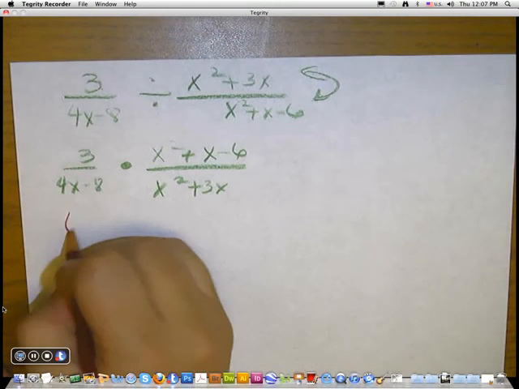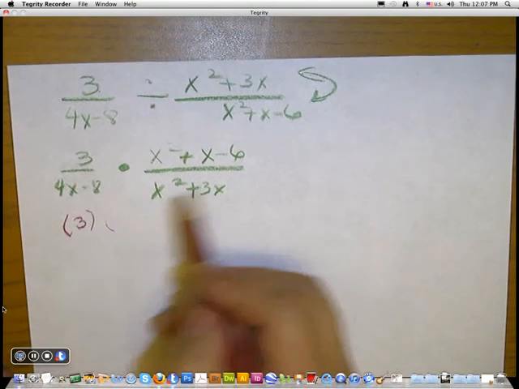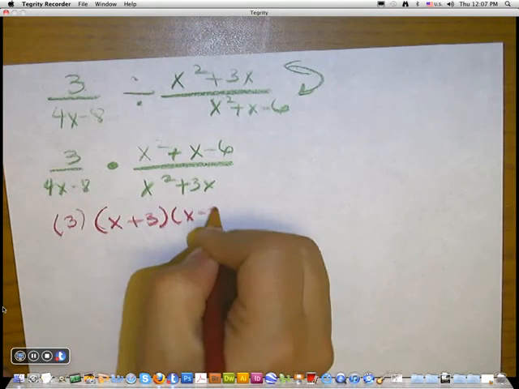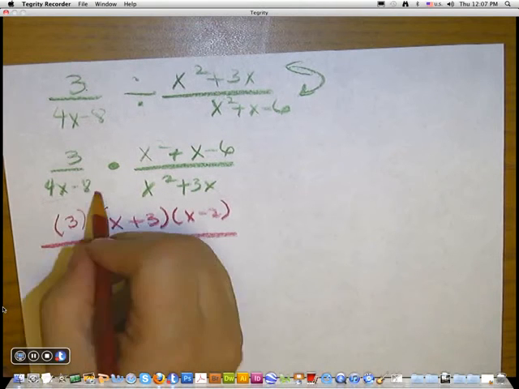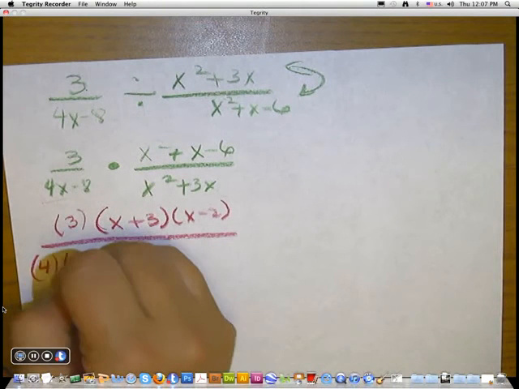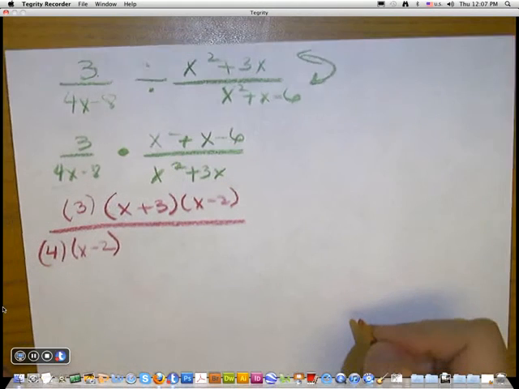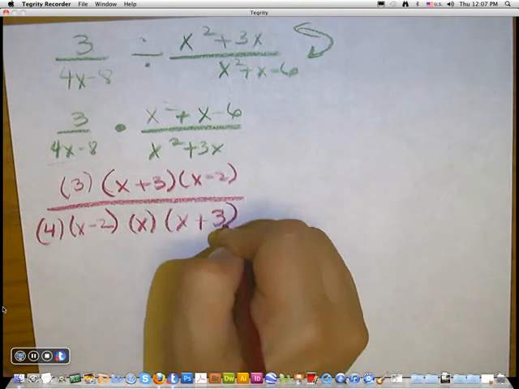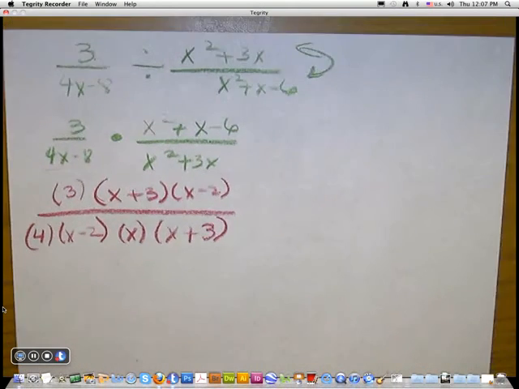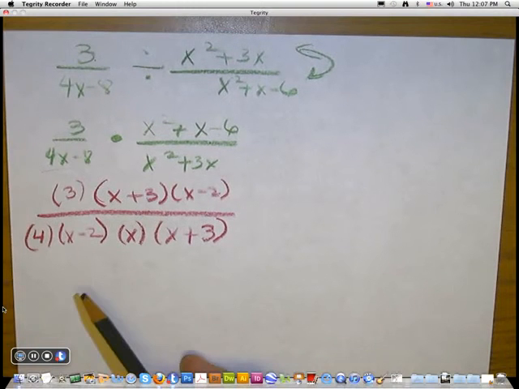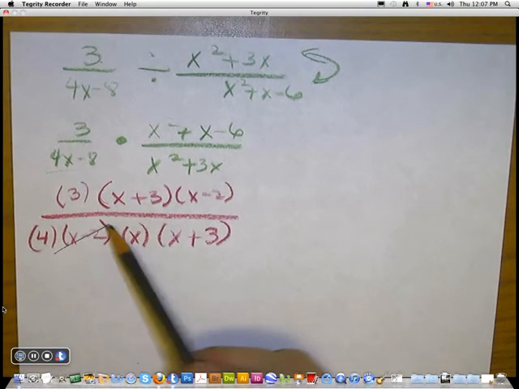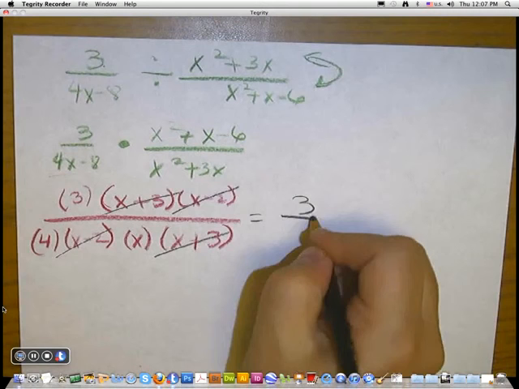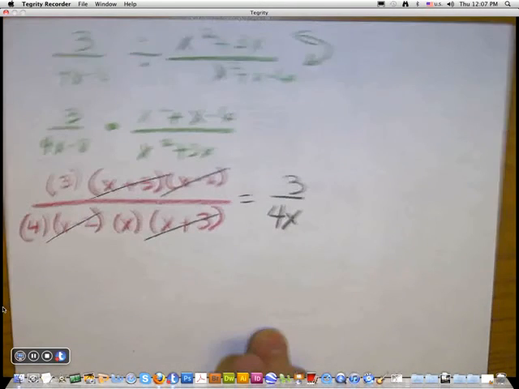Now we look to factor. Well, 3's not going anywhere. The numerator, what multiplies to be 6 and subtracts to be 1, is a plus 3 and a minus 2. 4x minus 8 has a GCF of 4, so that leaves an x minus 2. X squared plus 3x has a GCF of x, leaving an x plus 3. Now it's a matter of crossing off the things that are exactly alike. X minus 2 goes away, x plus 3 goes away, left standing 3 over 4x.